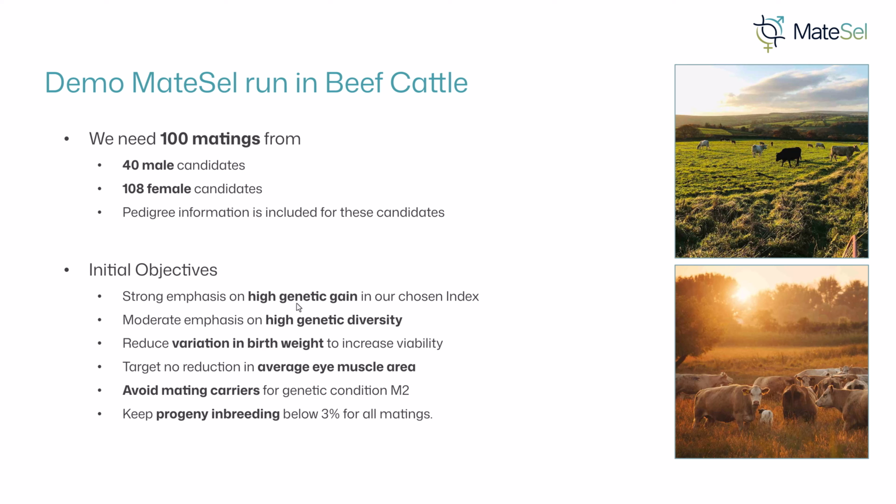We want a strong emphasis on high genetic gain, a moderate emphasis on high genetic diversity. We want to reduce variation in birth weight, and we'll have a look at that a bit later as to why in the analysis. We want to target no reduction in average eye muscle area. And there are a number of reasons that might be, including marketing reasons that you don't want to be seen to be having a breeding program that is going backwards in a certain trait. We want to avoid mating carriers of a particular genetic condition, and we want to keep progeny inbreeding below a certain threshold, let's say 3%.